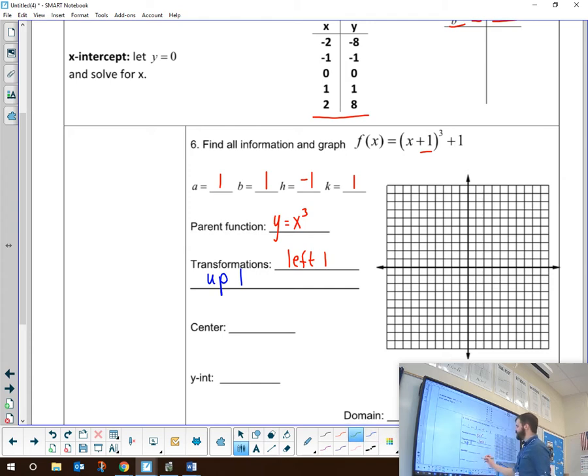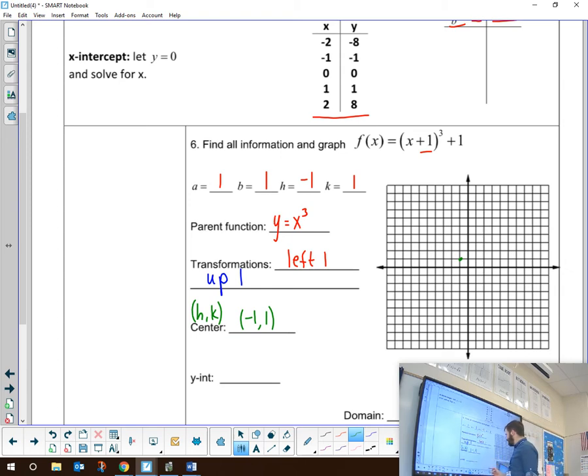And so that leads me to my center. My center is going to be whatever H and K is. So my center is going to be at -1, 1, right there. To the left one, up one, there's my center. So I know my graph's going to go up this way and down this way.